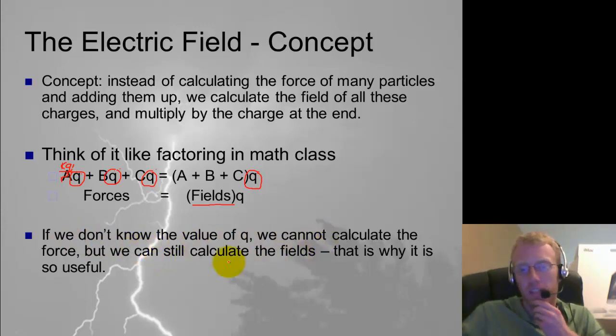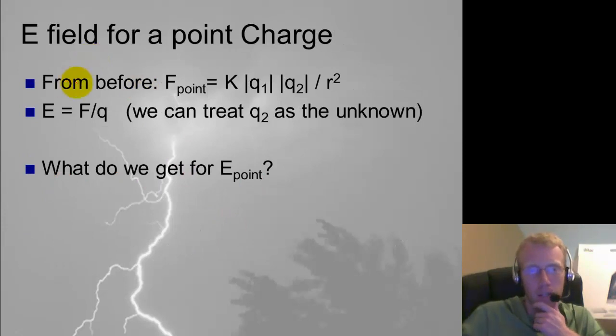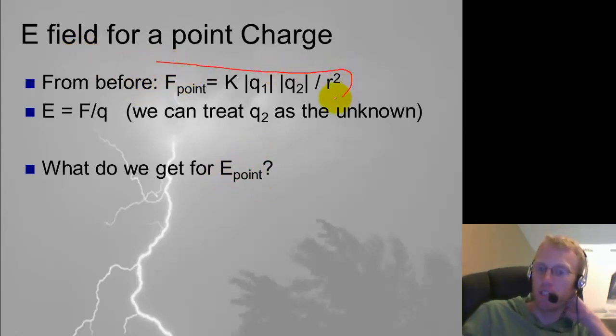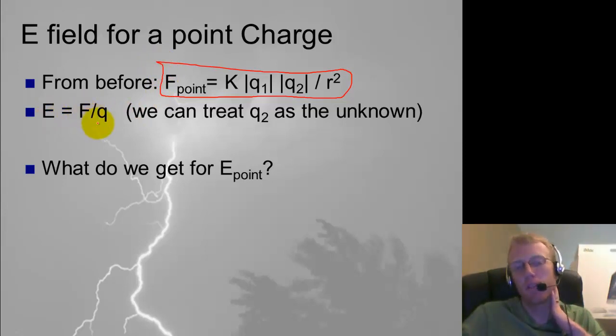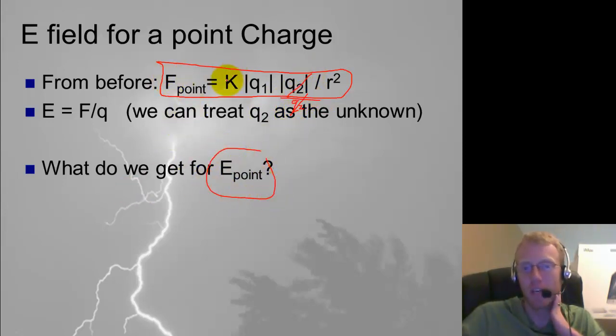So you can find the electric field values even if you don't know what charge is going to be put there. Okay, so let's go through a quick derivation of the formula for the electric field caused by a point charge. We know the force is exerted because we know Coulomb's law, and we know the electric field is the force per charge. So if we just divide this entire equation by q2, treating q2 as the unknown, it will cancel out, leaving behind the electric field of a point charge, which is everything else: the k, the q1, and the r squared.